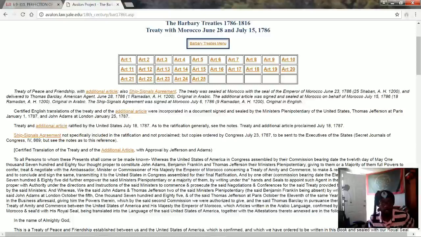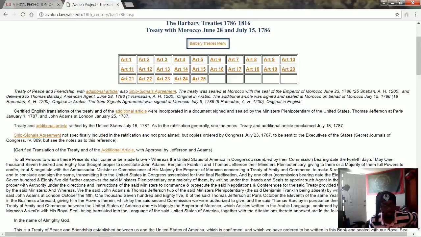Original in Arabic. The ship signals agreement was signed at Morocco, July 6, 1786, the 9th day of Ramadan, year 1200. Okay? Certified English translations of the treaty and of the additional article were incorporated in a document signed and sealed by the ministers plenipotentiary of the United States, Thomas Jefferson, at Paris, January 1st, 1787, and John Adams at London, January 25th, 1787. Treaty and additional article ratified by the United States, July 18th, 1787. As to the ratification generally, see the notes. Treaty and additional article proclaimed July 18th, 1787.